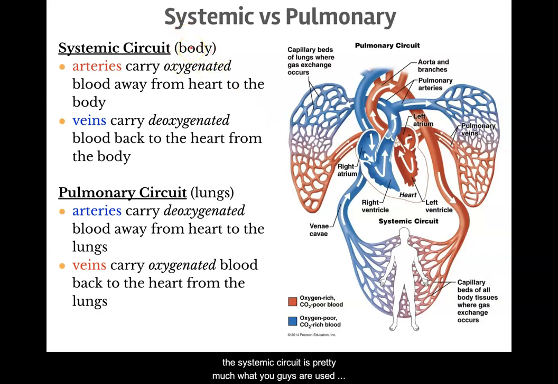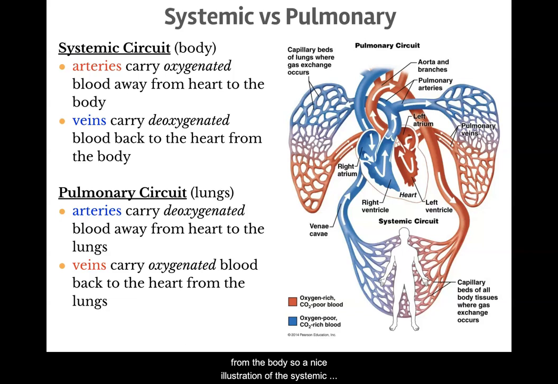So the systemic circuit is pretty much what you guys are used to looking at, where we have arteries colored red because arteries have high oxygen content associated with them. And arteries are by definition carrying blood away from the heart. Veins, on the other hand, carry deoxygenated blood, that beautiful blue color for veins. That's what you guys are used to seeing. But veins, by definition, carry blood back to the heart from the body.